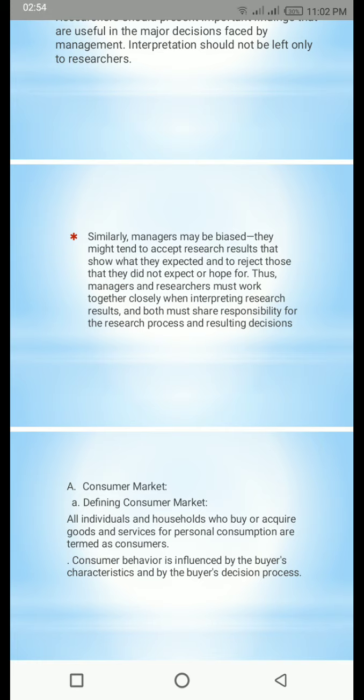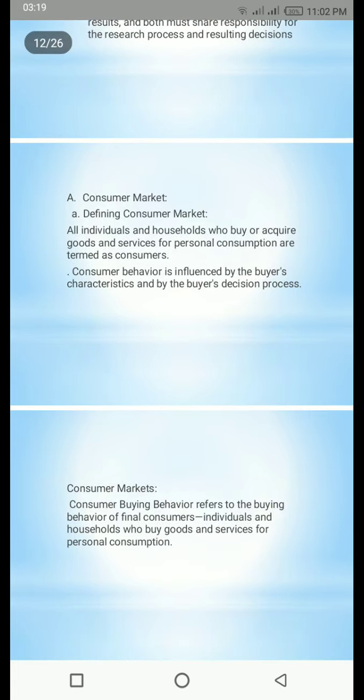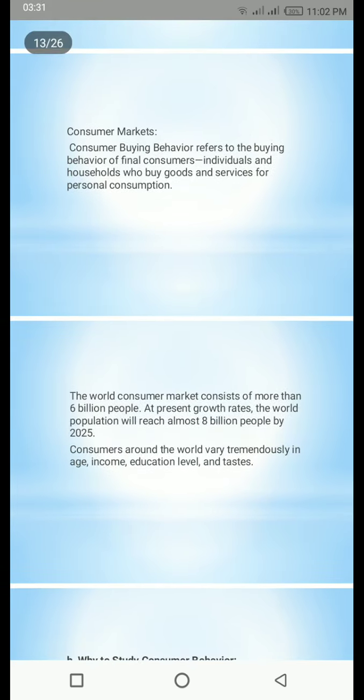Consumer market. Defining consumer market: all individuals and households who buy or acquire goods and services for personal consumption are termed consumers. Consumer behavior is influenced by the buyer's characteristics and by the buyer decision process. Consumer buying behavior refers to the buying behavior of final consumers, individuals and households who buy goods and services for personal consumption. The world consumer market consists of more than 6 billion people.